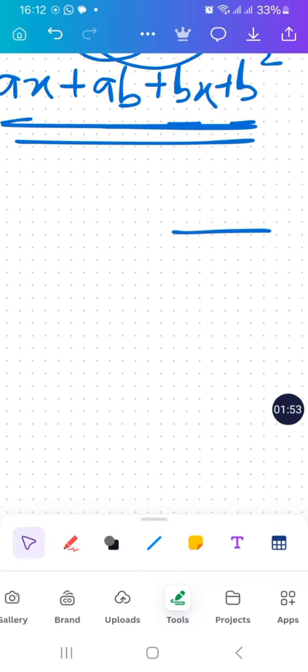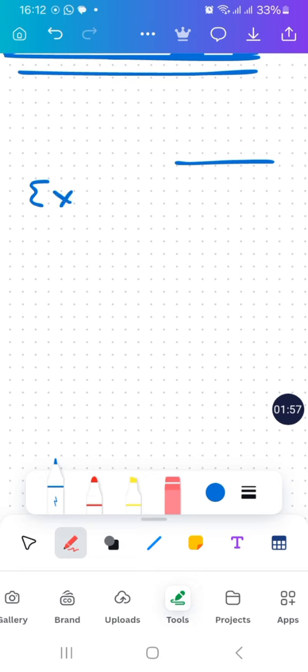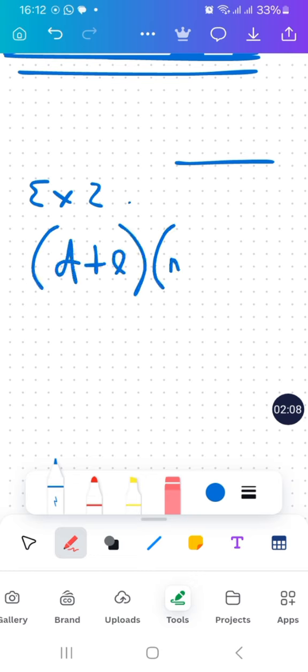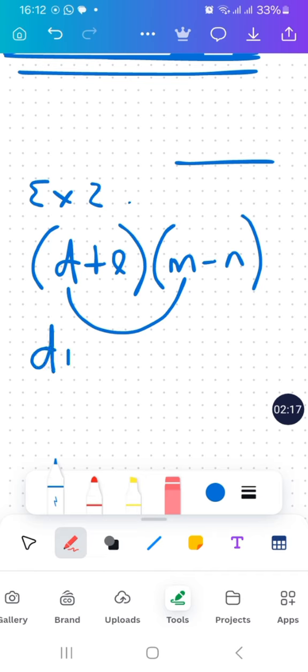Now, let us look at another example. Okay, we are asked to expand d plus e into brackets m minus n. Very simple. The first thing here will multiply everything. d times m will give us dm. Then d multiplied by minus n will give us minus dn.